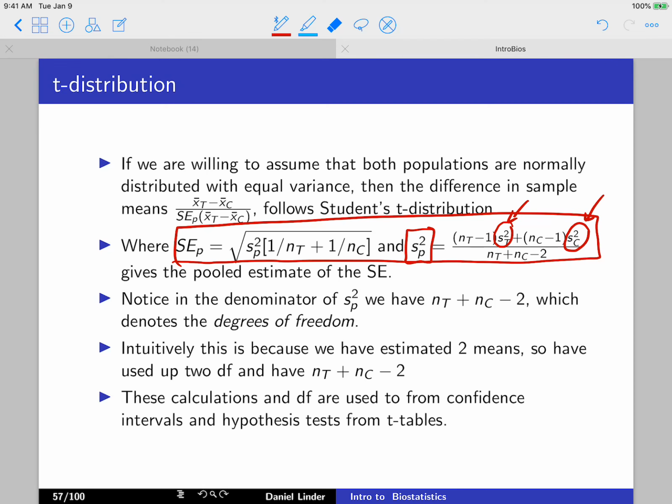So for instance, if N_T were much greater than N_C. Vice versa, it would give more weight to S squared sub C, the variance estimate in the control group, if we had more individuals in the control group versus the treatment group. So for instance, if N_C were greater than N_T.